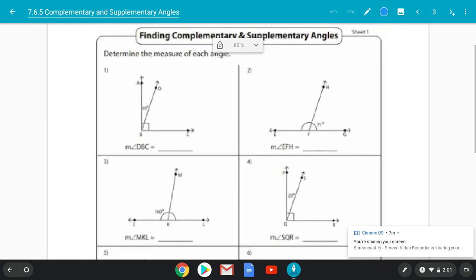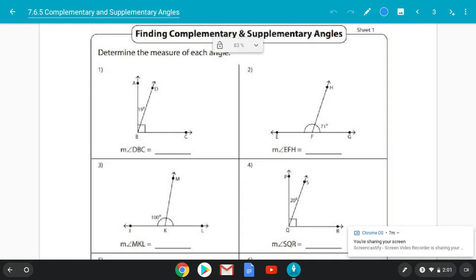All right, now sometimes they're going to give it to you as a picture. And so the difference here is that they're not using the words complementary and supplementary to tell us what type of angle we're working with. So we have to use our eyeballs to visualize this. So in our first example, I'm going to first decide, is this complementary or supplementary?